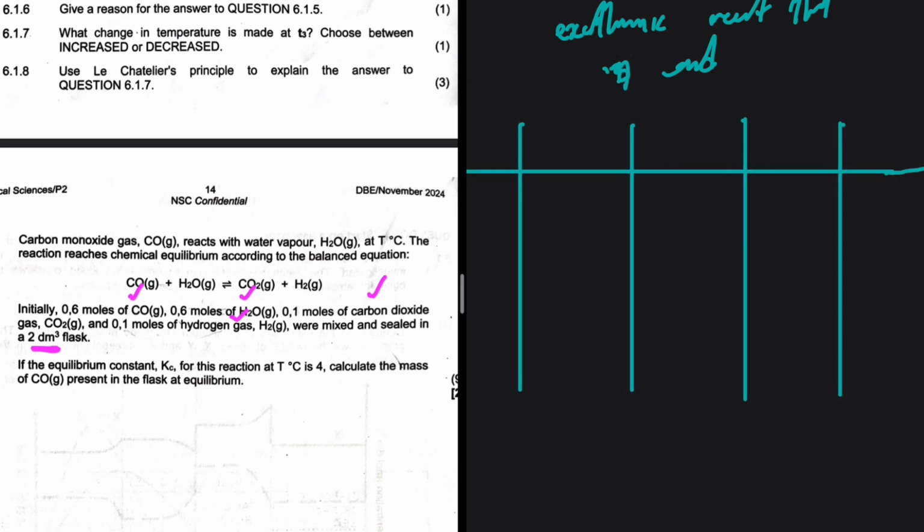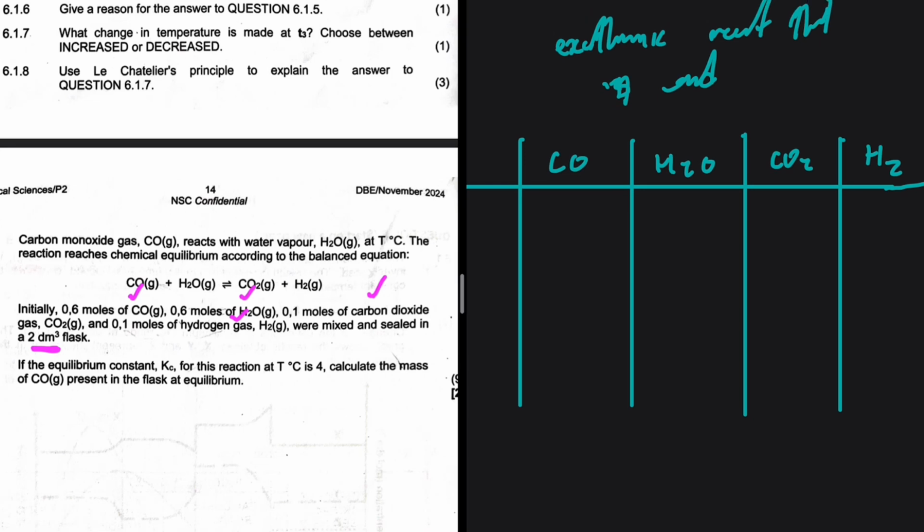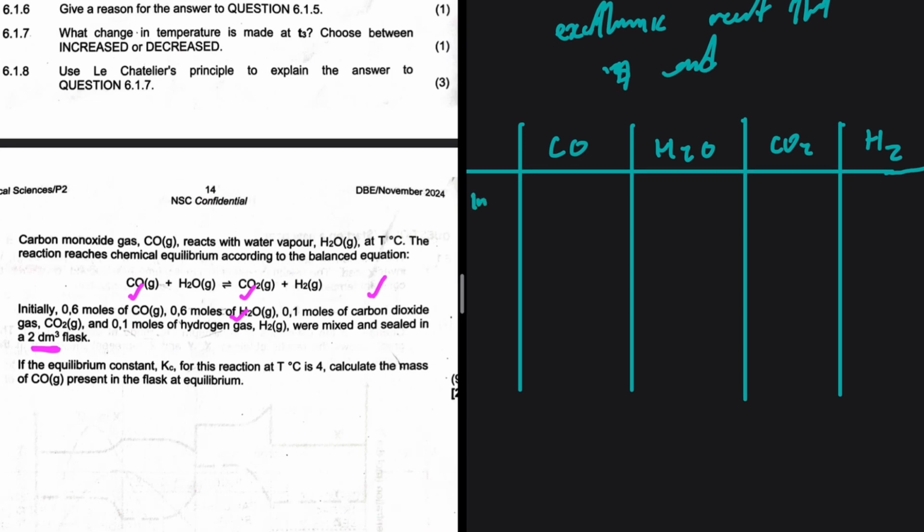Okay, so this is carbon monoxide, this is H2O, this is CO2, and then this is H2. The balancing coefficients are 1, 1, 1, 1, so we don't have to worry about that. Here I'm going to put my initial number of moles, here the change, here the number of moles at equilibrium, and here the concentration at equilibrium.